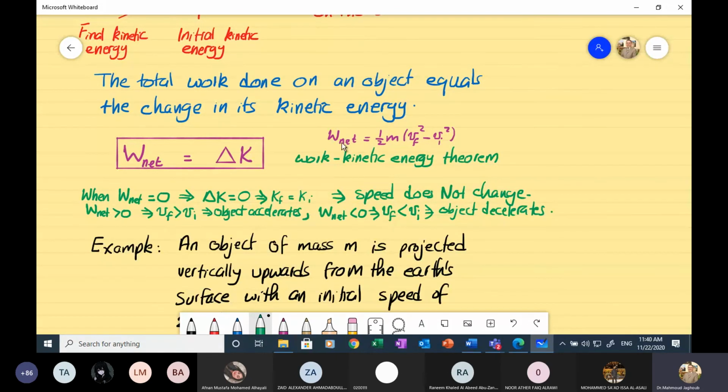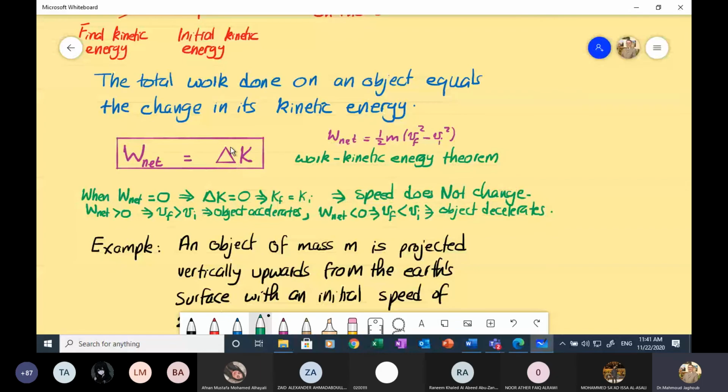While if W net is less than 0, what does it mean? It means that V final is less than V initial. Right? The speed has decreased, which means that the object is decelerating. Okay, what happens when W net equals 0? It means that V final equals V initial. Therefore, the speed is constant. And this is what we said last lecture. Now, I have just formulated this more mathematically into this relation, which is W net equals delta K.